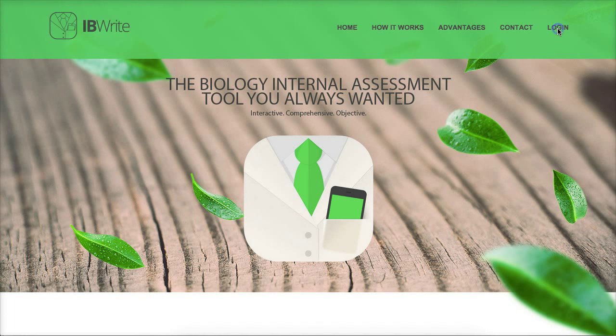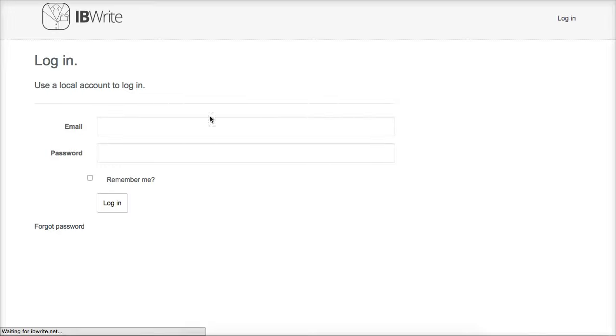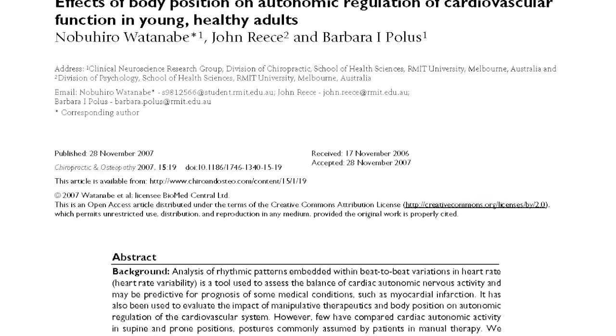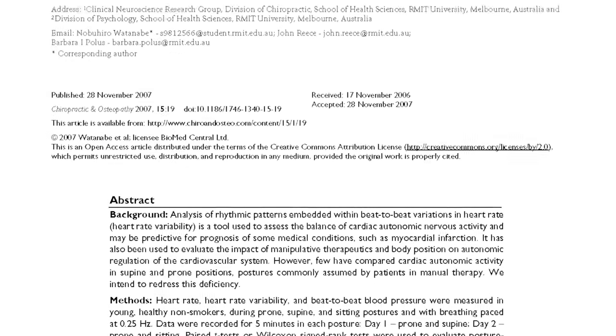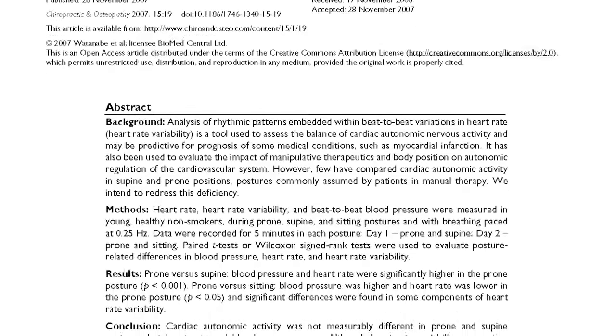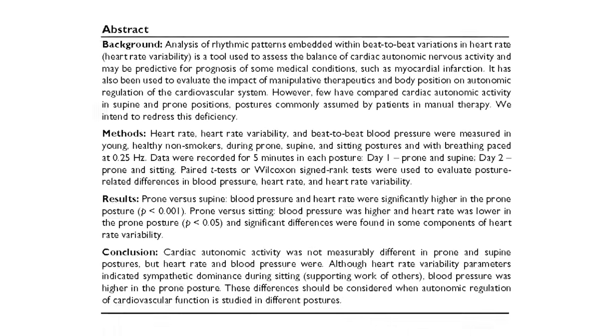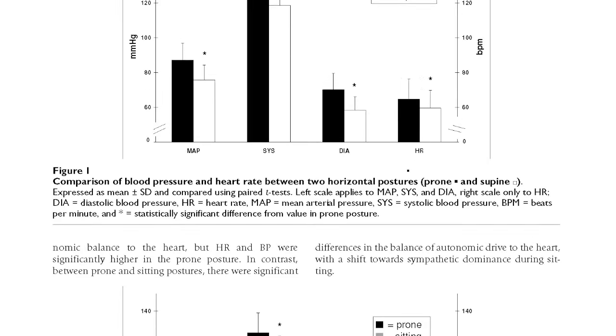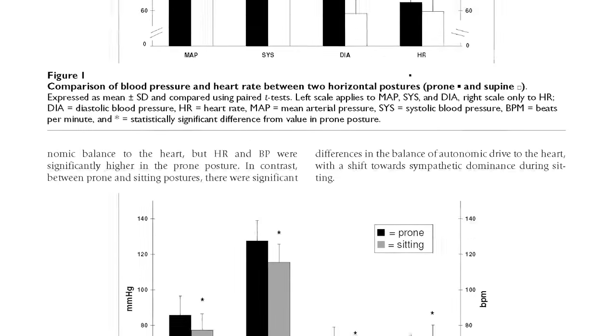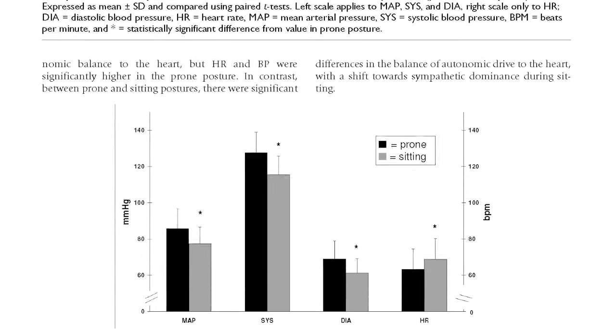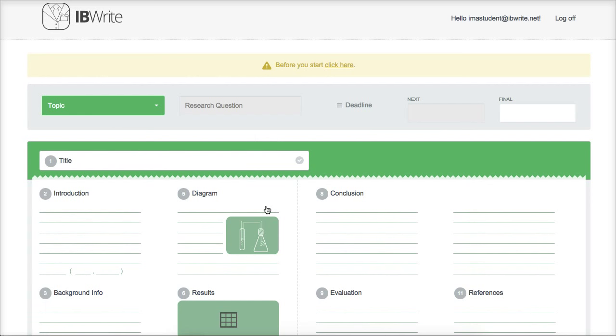This is a suggested use of IBWrite for formative assessment in preparation for the internal assessment in IB Diploma Biology. The reference to the journal article used in this demonstration is in the description of the video and is available for free thanks to the National Center for Biotechnology Information, a division of the National Library of Medicine at the U.S. National Institutes of Health.